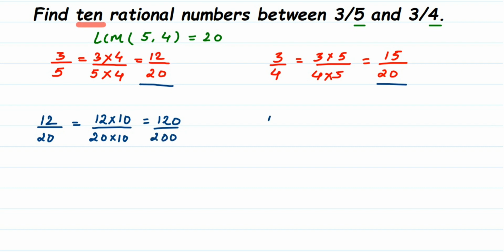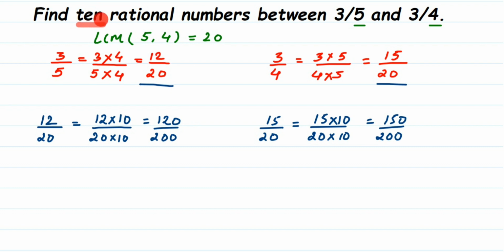So here we have 15 by 20. Here also I'm going to multiply with 10, because denominators should be the same, right? If I multiply with a different number, the denominators of both numbers will be different, and we don't want that. So this is equal to 150 by 200. Now you can see that the gap between 120 and 150 is quite enough. We are able to find 10 rational numbers. We're going to start with 121, 122, and so on up to 149. So between these numbers, you just pick 10 rational numbers and write them down.